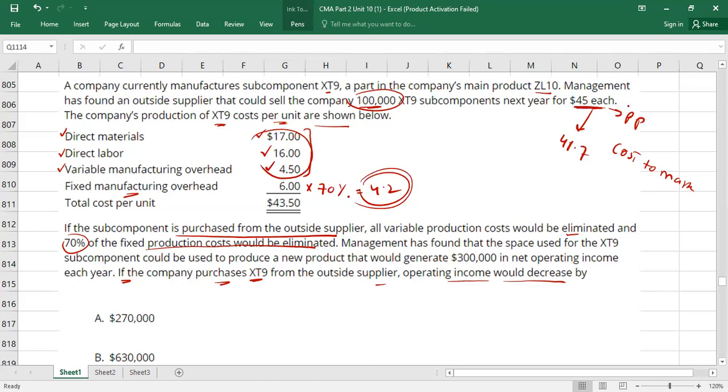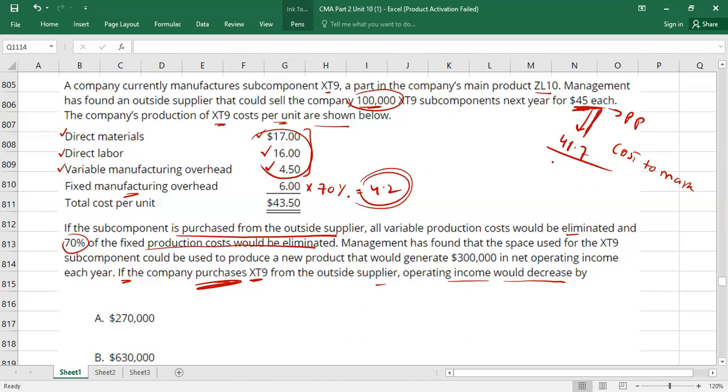And cost of purchase is how much? 45. And cost to make is how much? 47. And question is what? If company will purchase. So company is paying extra. Company is paying 45. If you will compare these two values, how much company is paying extra?